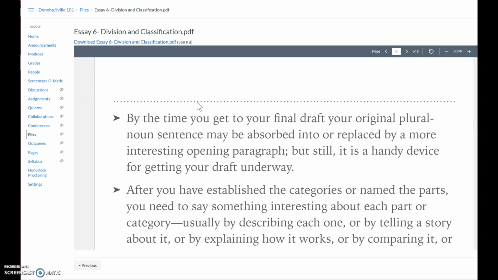By the time you get to that final draft, that plural noun sentence that you created, you've absorbed it and replaced it with a more interesting opening paragraph. But it is still a handy way to get going on your essay, just to help you keep everything structured in your mind.